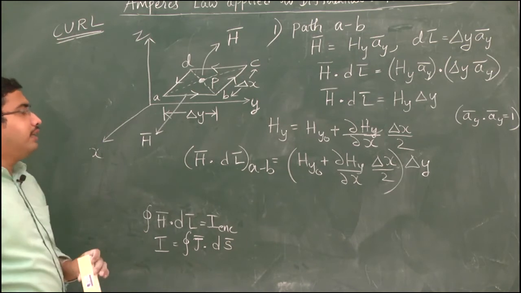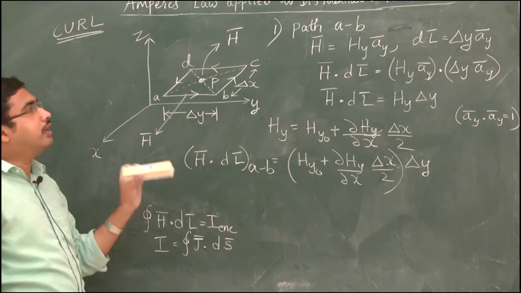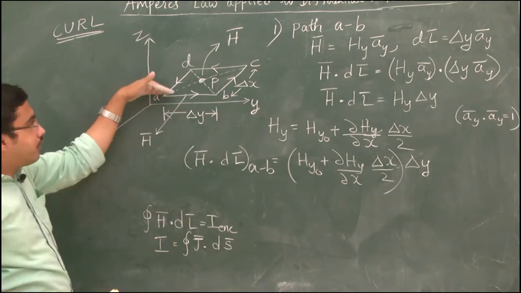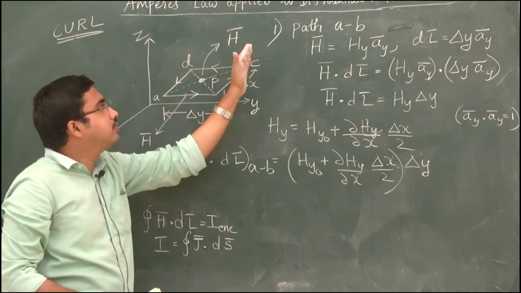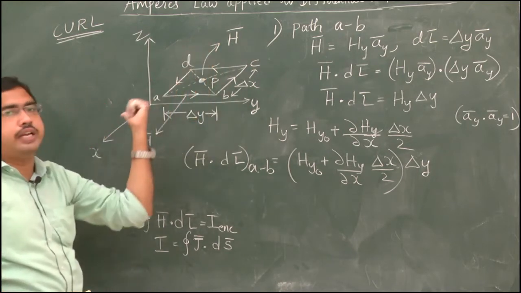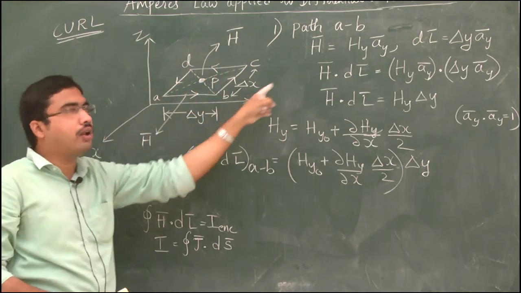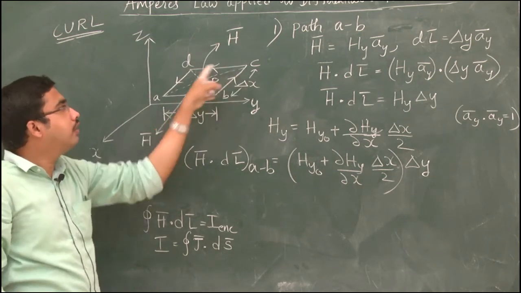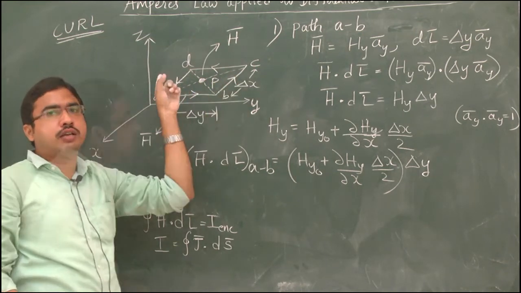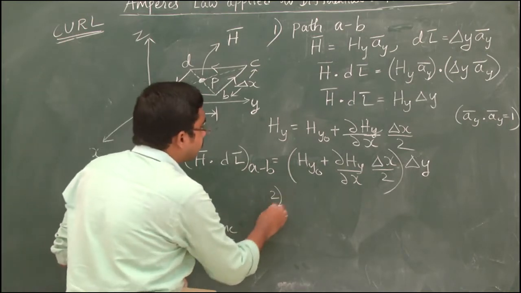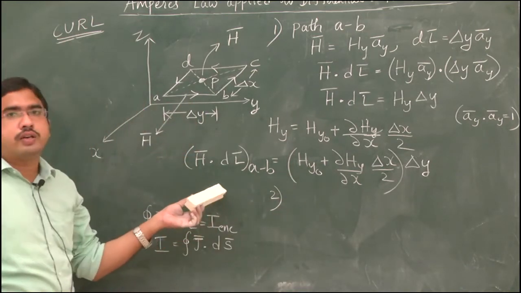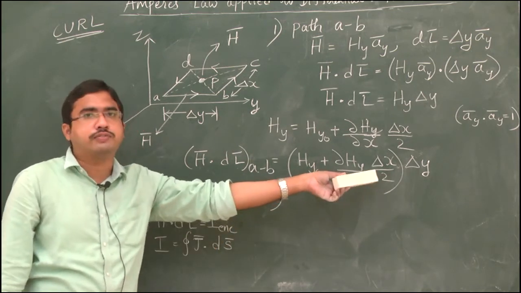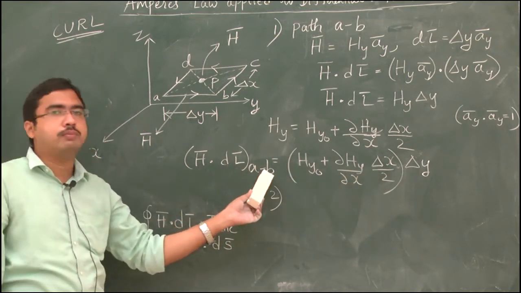Now we should find the expression for H bar dot dl bar in the path BC. Consider this direction from A to B, from B to C, from C to D and from D to A. We should find the expressions for all the four sides, H bar at point P due to all the four sides that we are considering. So the first path is over, that is from A to B. This is the formula for H bar dot dl bar from A to B.